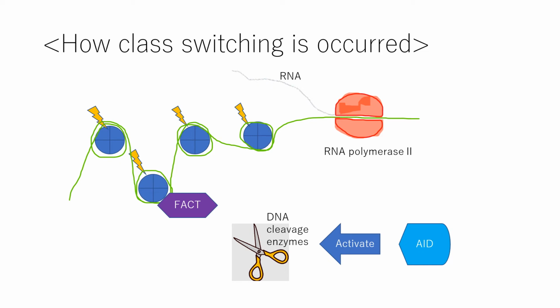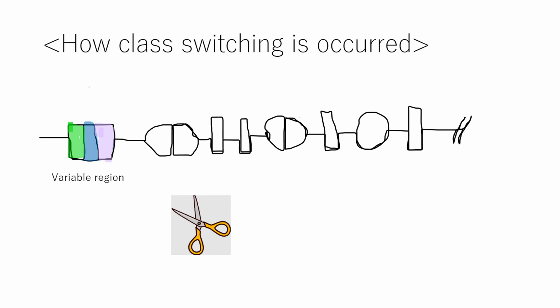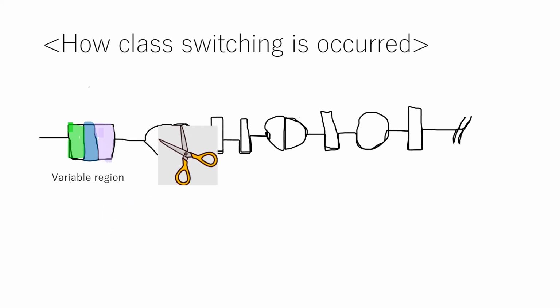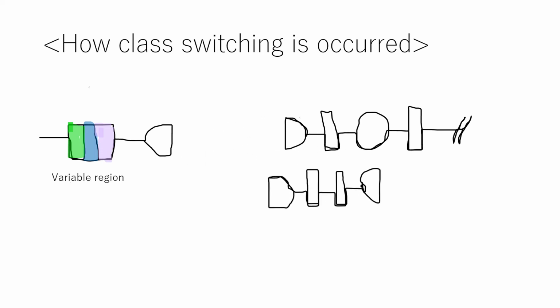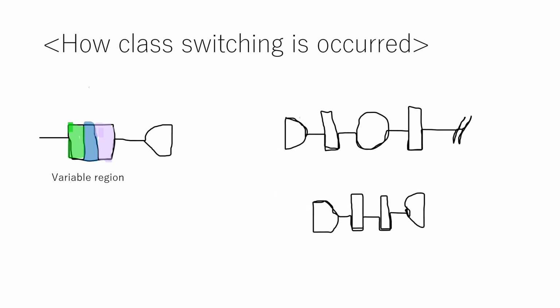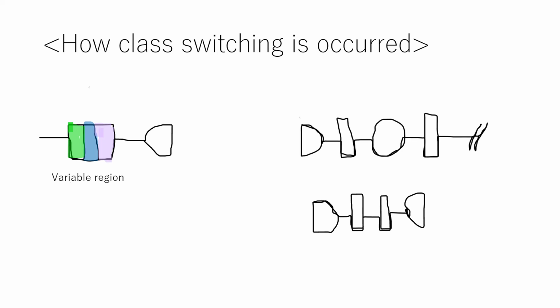Second, the expression of a protein called AID activates the DNA cleavage enzyme. Third, cut out a particular area of the constant region. Fourth, remove the cut DNA fragment and join the remaining parts together.